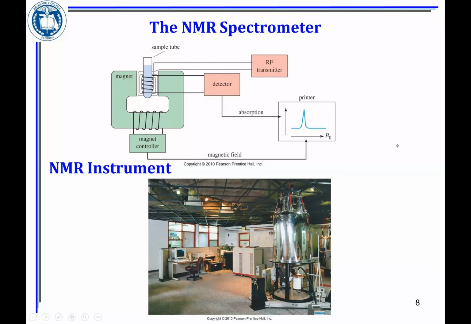The components of the machine: the sample holder, which is this test tube here; the source of energy, which is the magnetic field in this case, an external magnetic field that is very strong. If you look at this big silver cylinder in the picture down there, that generates the magnetic field. Then you have a detector and a recorder.